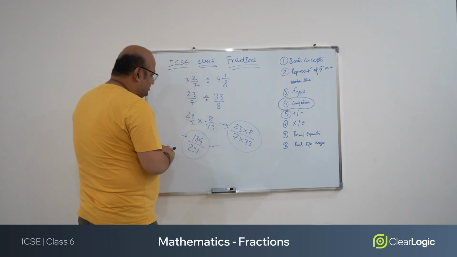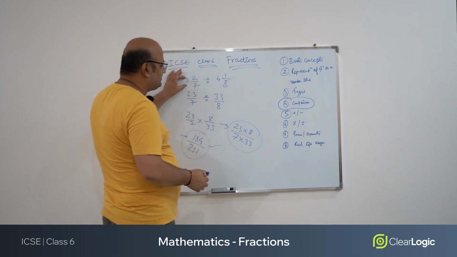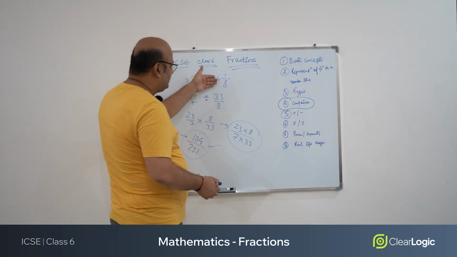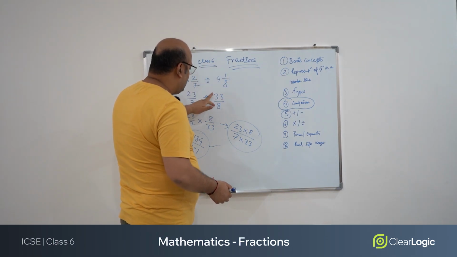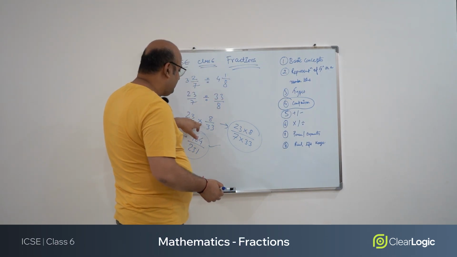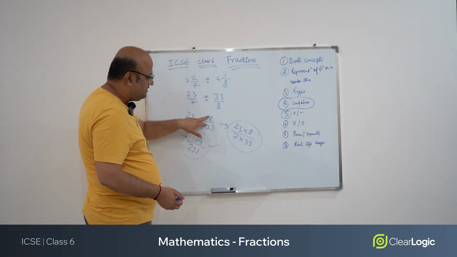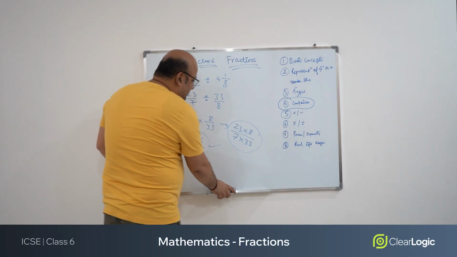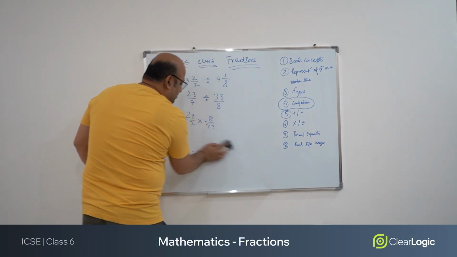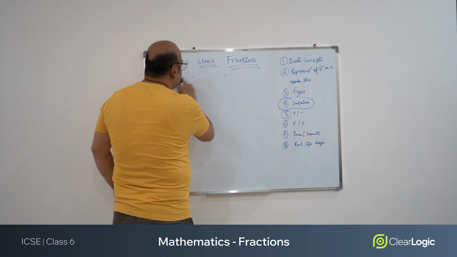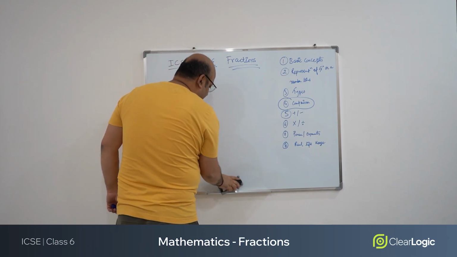So it's very simple. First you convert the mixed fractions into improper fractions. Then instead of divide, you change divide to multiplication, take the reciprocal of the second number, and then you proceed with the similar steps which we discussed. So this is how we divide two fractions.